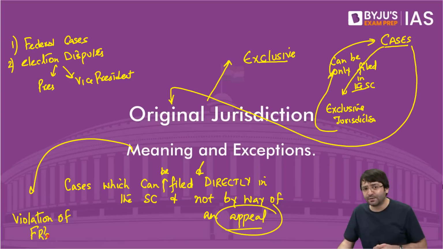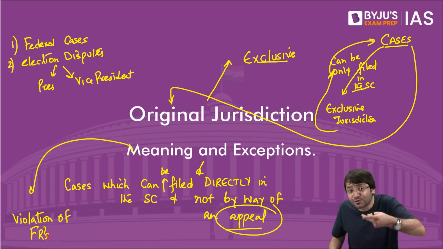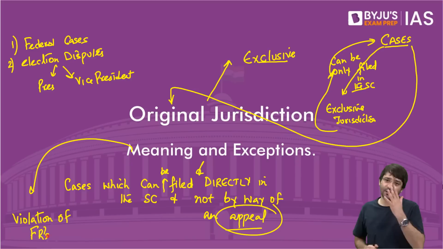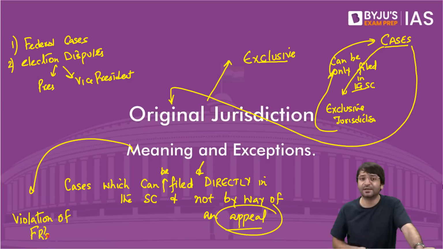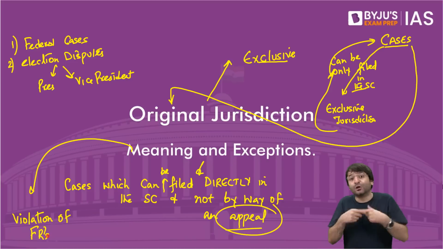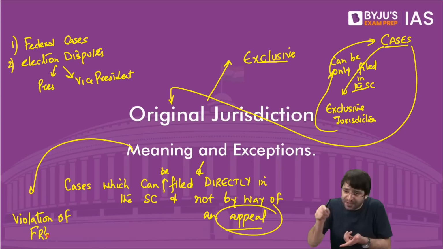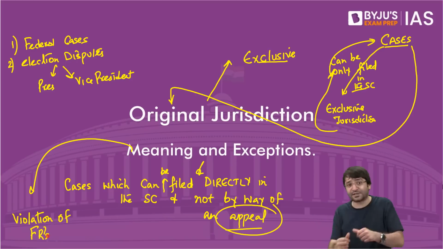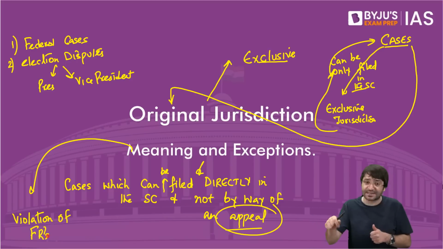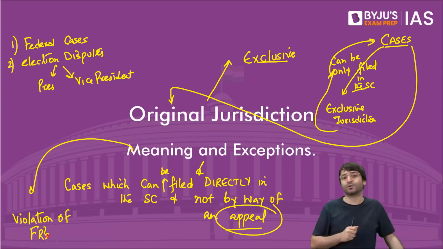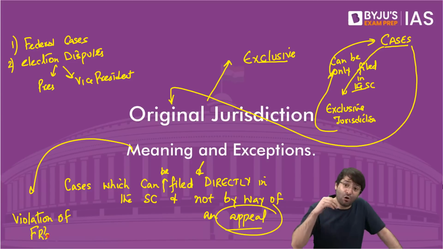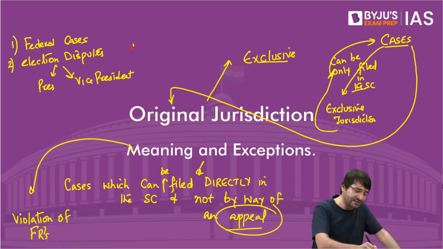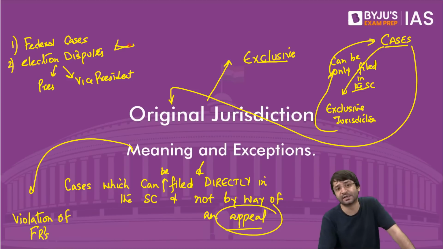But can we say on fundamental rights, Supreme Court has the exclusive jurisdiction? No. Why? Because High Courts can also hear fundamental rights violation cases. That means Supreme Court does not have the exclusive jurisdiction to hear fundamental rights cases, but Supreme Court has the original jurisdiction. That means such cases can be filed directly in the Supreme Court. But those cases which can be only and only filed in the Supreme Court, we say Supreme Court has the exclusive jurisdiction on such cases.